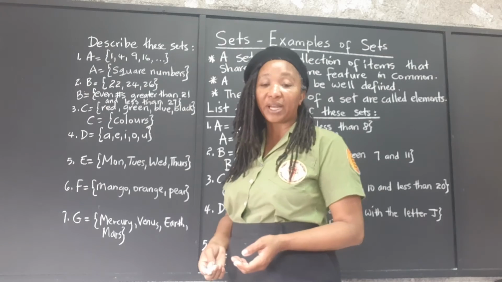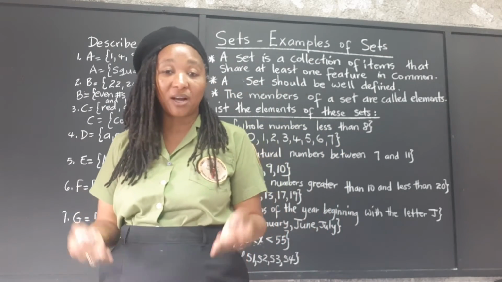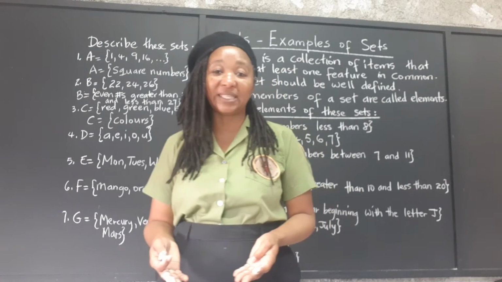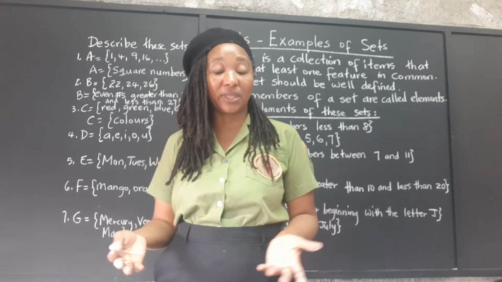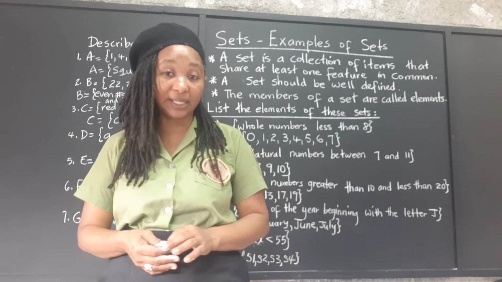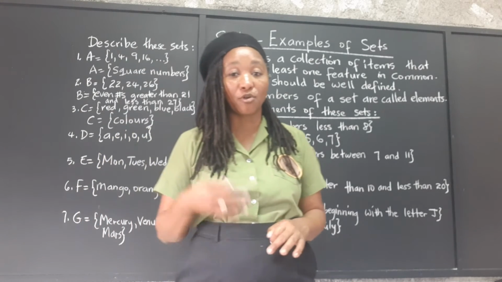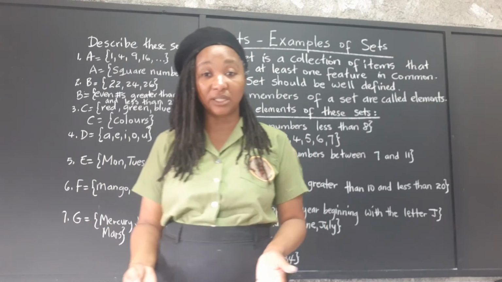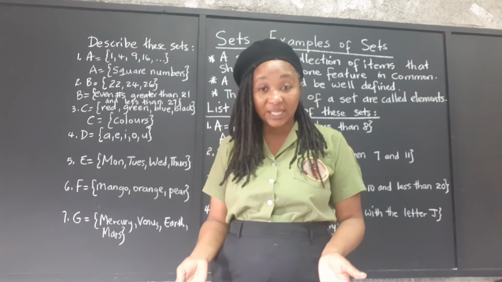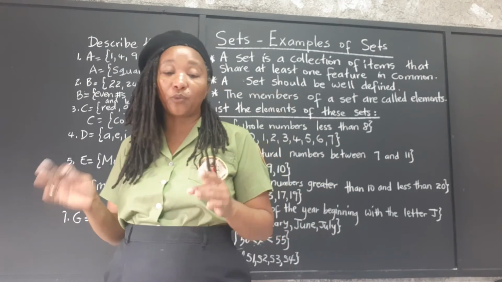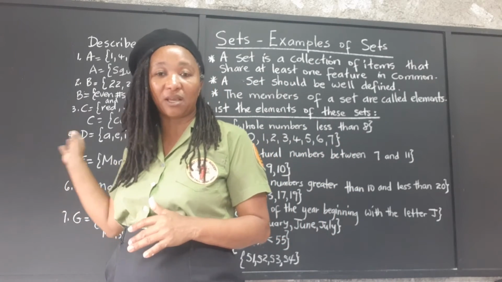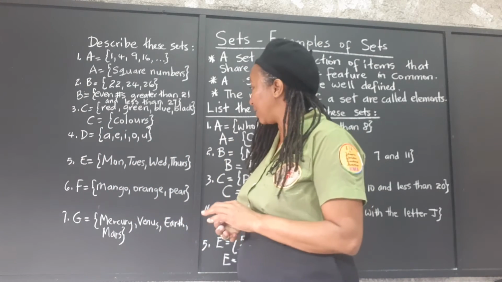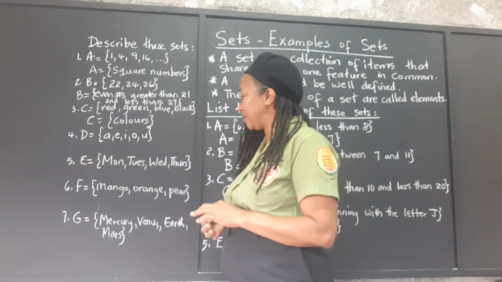If we had, for example, blue, black, brown, beige, we could be more specific and say colors starting with the letter B, for example, right? Or if we just had red, blue, yellow, we could say primary colors of paint, right? So we can be more specific depending on how narrow it is, right? How narrow it is.